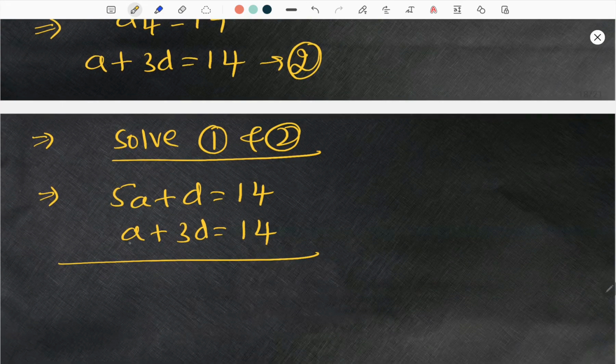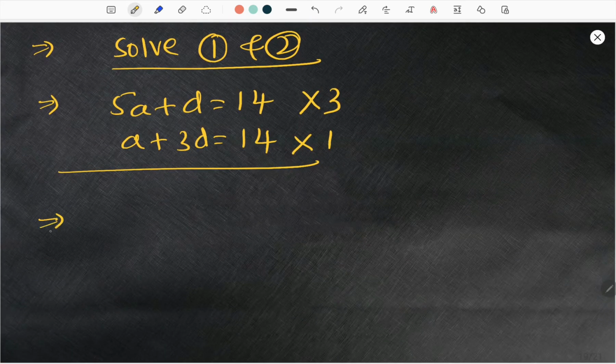Now this 5a is there, and here a is there, d and 3d. You can multiply this with 3, and you can multiply this by 1, because 3 into d becomes 3d and they get cancelled. So 5a into 3 is 15a plus d into 3 is 3d, and 14 3s are, you know, if you don't know, do it correctly. 3 4s are 12, 1 is the carry, 3 1s are 3, 3 plus 1 is 4.